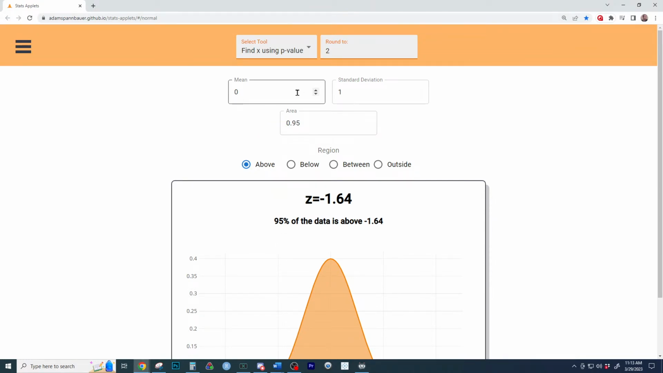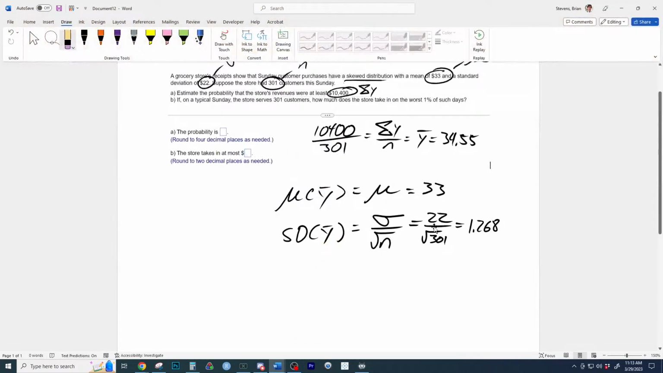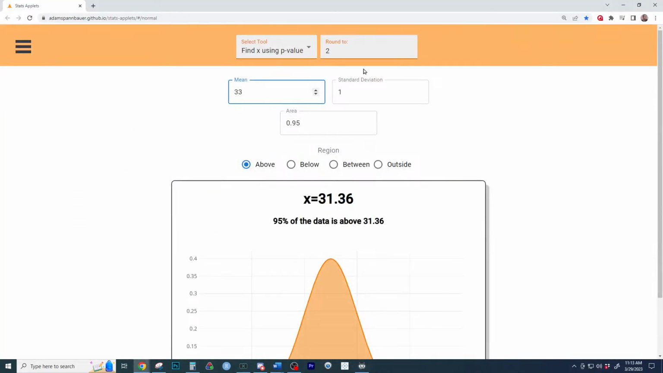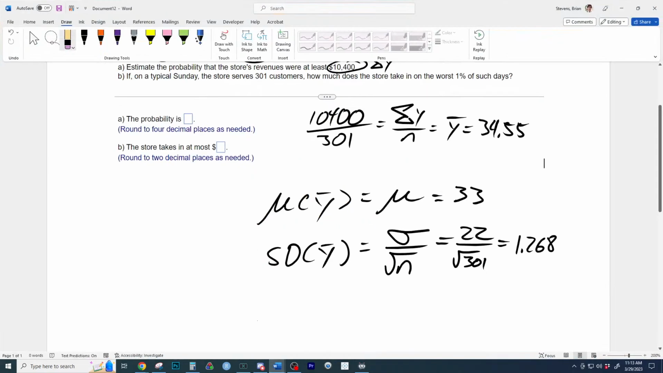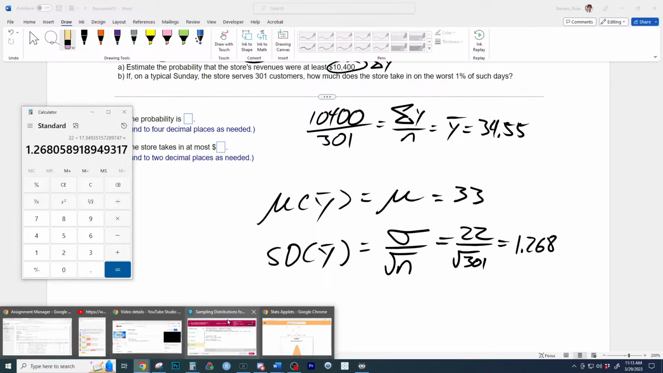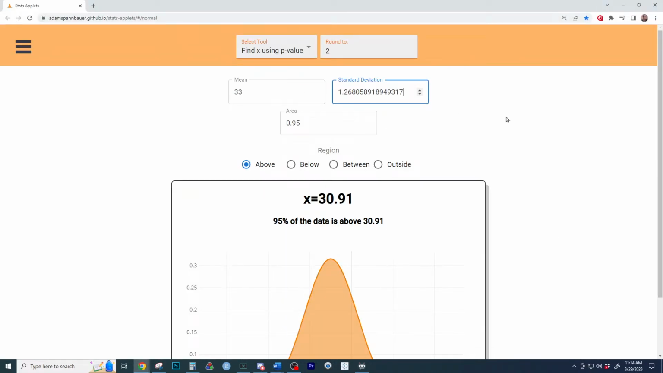But we're going to go right here and enter in the mean of 33, I think it was. Let's find the mean again. The mean is 33. The standard deviation is 1.268. I would carry all your decimals. So when you're doing this problem right here, I do highly suggest to be over here and do the square root of 301, 22 divided by that, and then just drop this number over here with all the decimals. Do not round till the final answer.